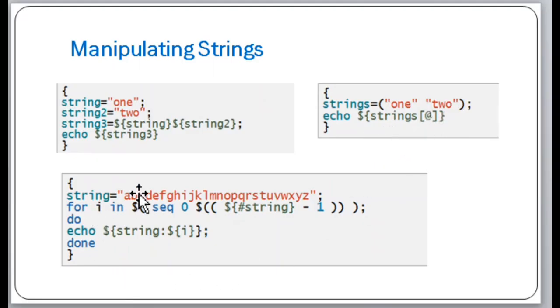We can even say string equals A all the way to Z, so the whole alphabet. And for i in string, and then we have some code here, do echo string, done. It's going to print A, B, C, D, E, F all the way to Z. Okay, so that's just kind of how we can manipulate strings here. Remember, strings are just characters and letters, not integers such as 0, 1, 2, etc.